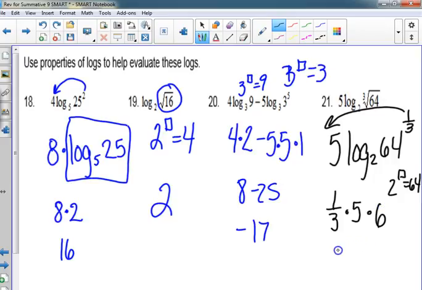Times 2 to what power is 64? 6, yes. The cube root of 64 is 4. We could have just simplified that, right? We'll get the same answer, though. We should. Let me see.